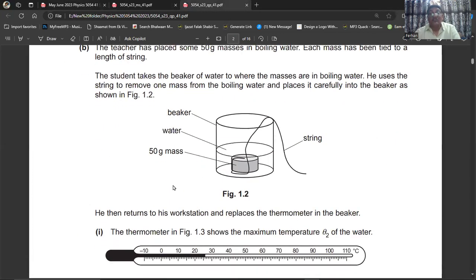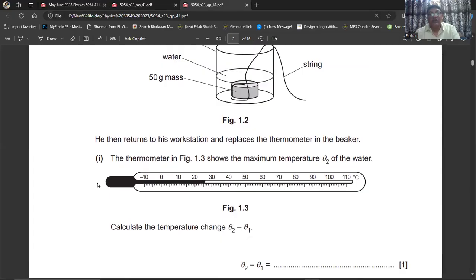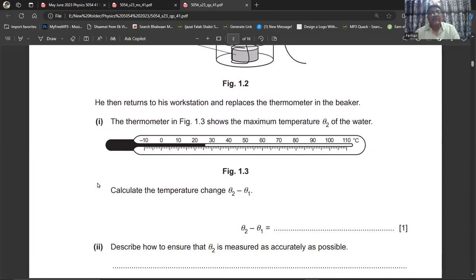So now this mass is very hot. It was in the boiling water. He then returns to his workstation and replaces the thermometer in the beaker. He puts the beaker again in that water. The thermometer in figure 1.3 shows the maximum temperature theta 2 of the water. Calculate the temperature change. So this is theta 2.